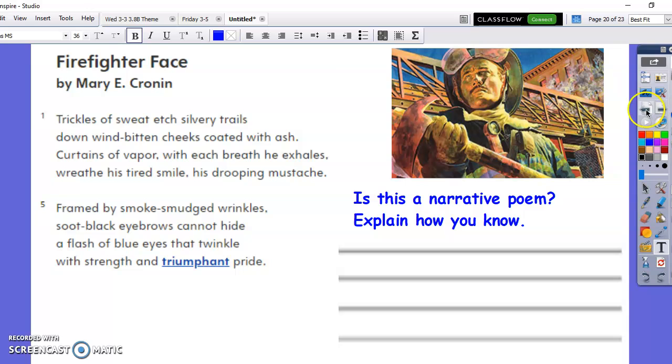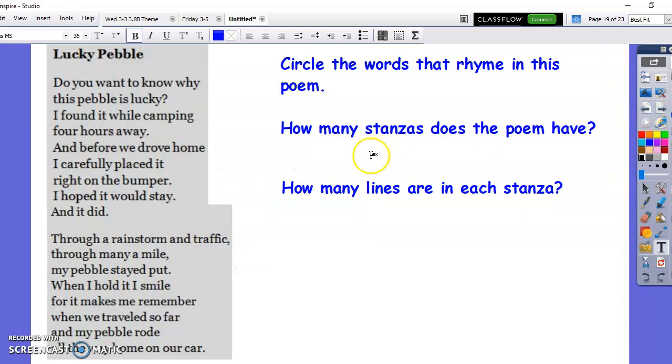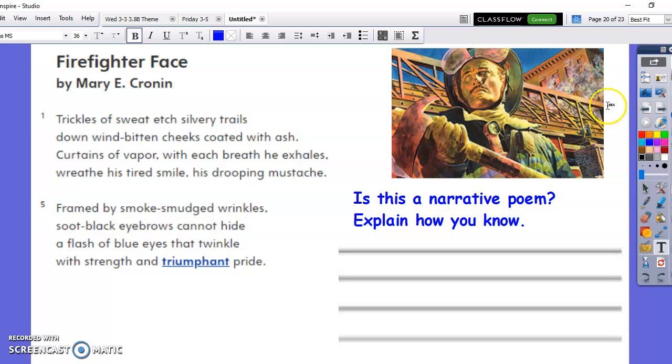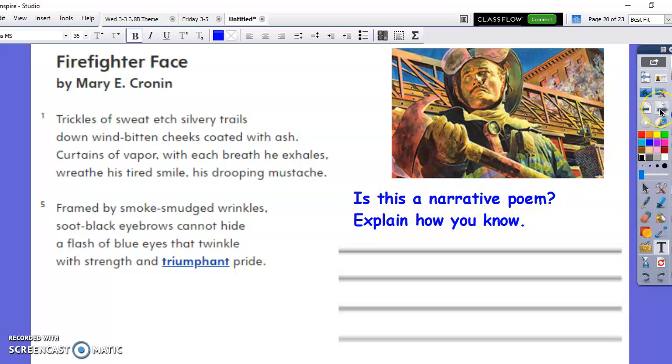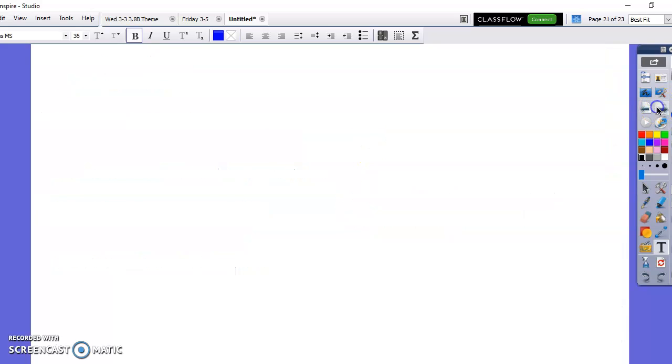Again, we'll go over these things in class, but I'm making this video to go over the vocabulary terms, and if you're not taking notes in class, you'll be able to refer to this video to see what the terms are that you'll have to know for poetry, like what is a narrative poem, what is rhyme scheme, what are lines, and what are stanzas.